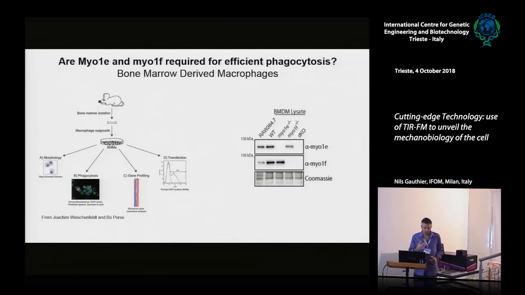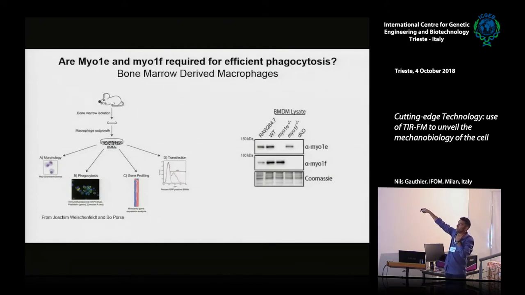Then to be very close to the physiology, we turn to our favorite model in biology, which is the mouse system, where you have knockdown and so on. And we have this beautiful system of bone marrow derived macrophage, which are primary macrophage. And we have a triple, four strain actually. We have the wild type mouse, which has myosin 1E and 1F, and then you purify the bone marrow derived macrophage and you can start to analyze them.